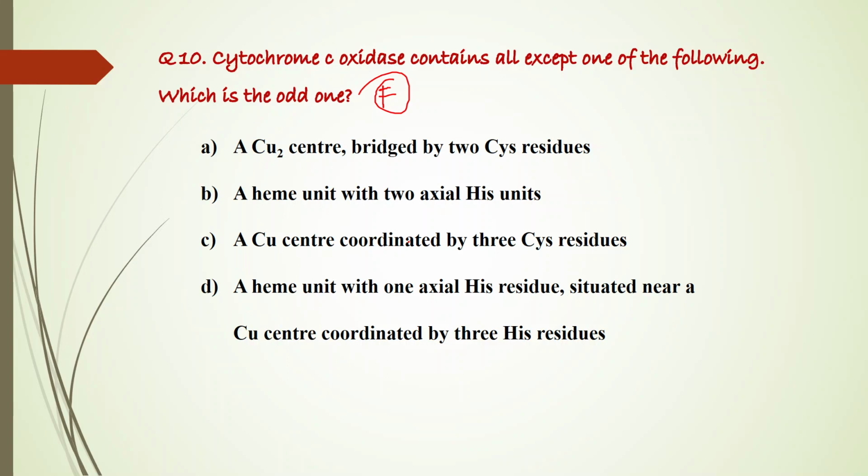So the first statement is a Cu2 center bridged by 2 cysteine residues. Second one is a heme unit with 2 axial histidine units. C is a copper center coordinated by 3 cysteine residues, and the fourth one is a heme unit with 1 axial histidine residue situated nearest to a copper center coordinated by 3 histidine residues. These are the 4 statements.